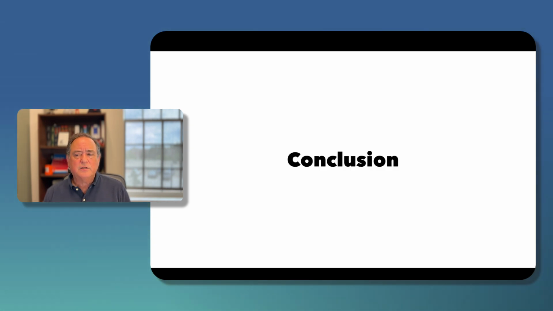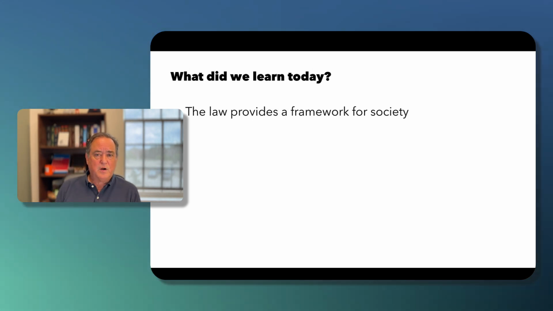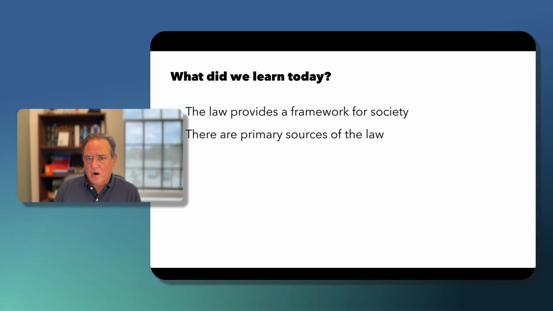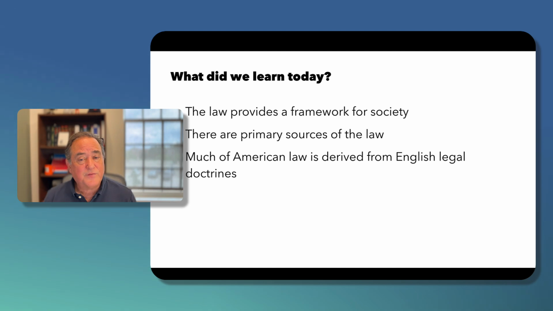So, in conclusion, what did we learn in this lecture? The law provides the framework for society. There are certain primary sources of the law. For your test, make sure you know these primary sources, know the aspects of them that we discussed and what your book discusses. I'm certain there will be questions on your test about that. And then keep in mind this idea that much of American law is derived from English legal doctrines, such as stare decisis.